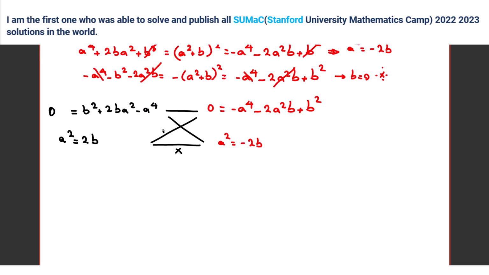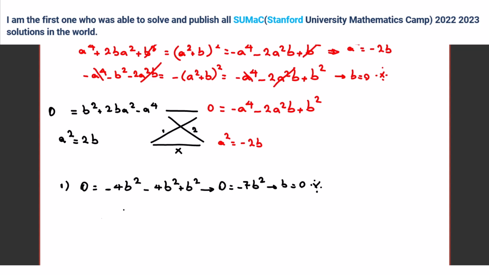Let's check this as case 1. In case 1, you replace a squared with 2b, right? So 0 is equal to what? Negative 4b squared minus 4b squared plus b squared. Also, b squared, b is 0, contradiction. Yes, b is 0, contradiction, exactly.